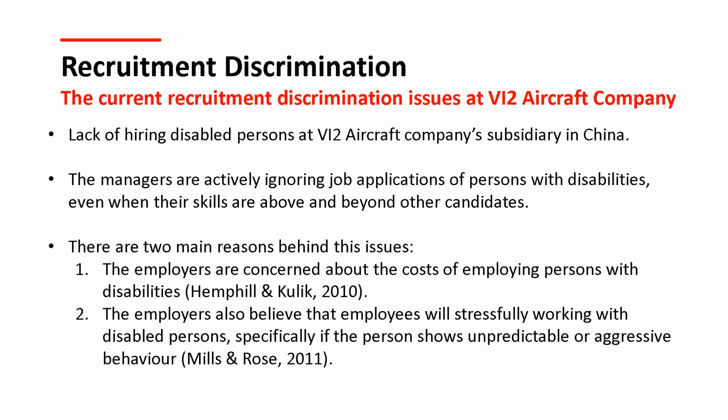Second, the employers also believe that employees will be stressed working with disabled persons, specifically if the person shows unpredictable or aggressive behaviors. In this part, the unpredictable or aggressive behaviors displayed by persons with disabilities can occur at any time within a workplace, and this will cause other employees to perceive inconveniences while they are working.